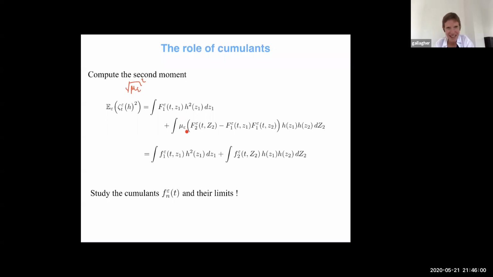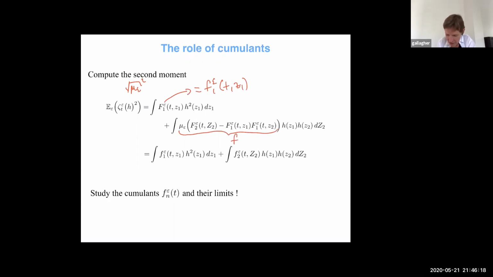Now by definition, the first cumulant is exactly the first 1-particle correlation function. I call it small f, but it's exactly the same as capital F. It's the cumulant of order 1. The cumulant of order 2 by definition is this thing here.